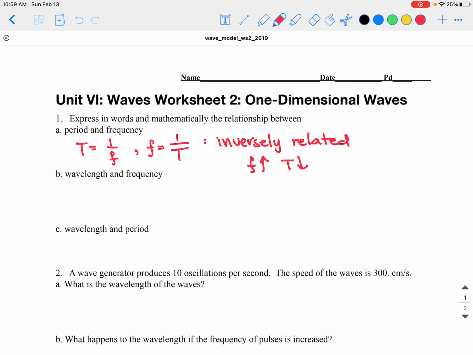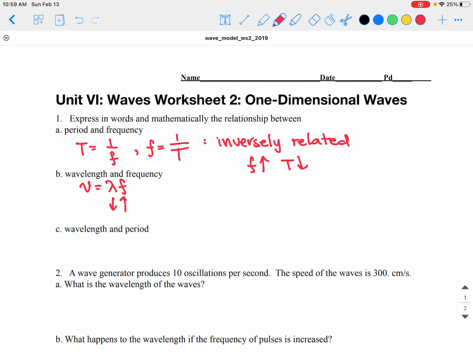Meaning as one goes up, the other goes down. The wavelength and frequency: this is the equation that includes wavelength and frequency. Velocity equals wavelength, which is lambda, times the frequency. If we know that the frequency doesn't change the velocity, then as the frequency increases, the wavelength decreases.